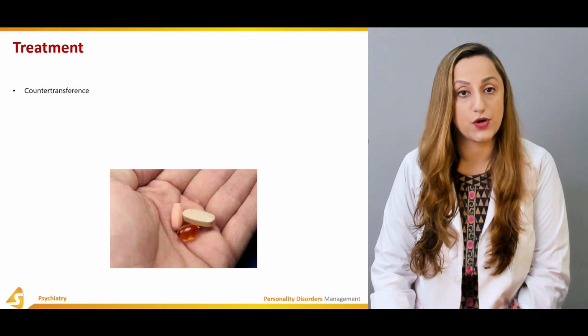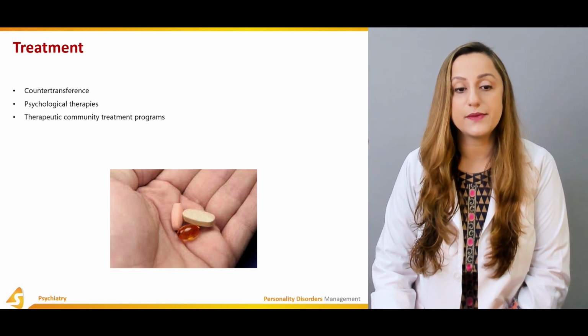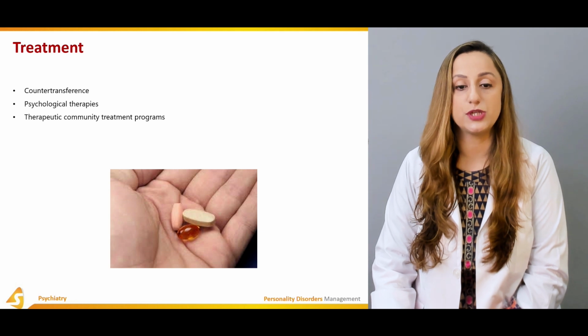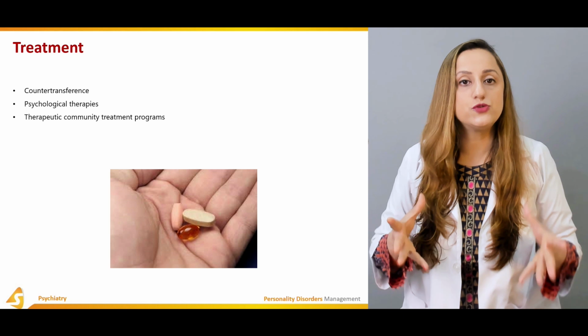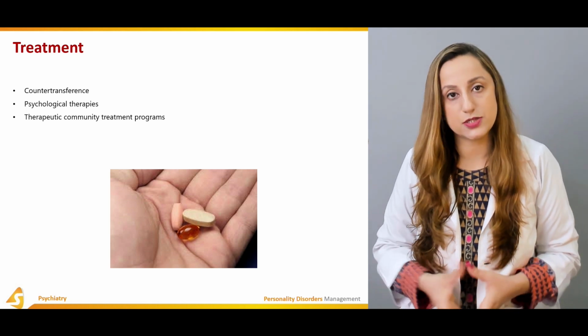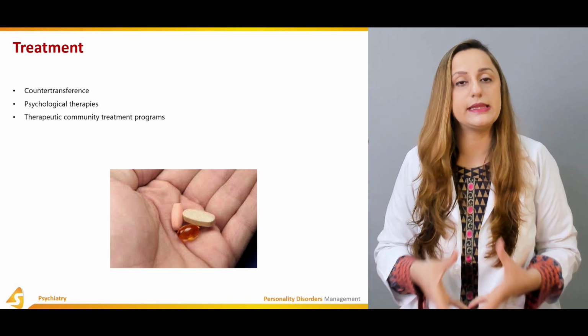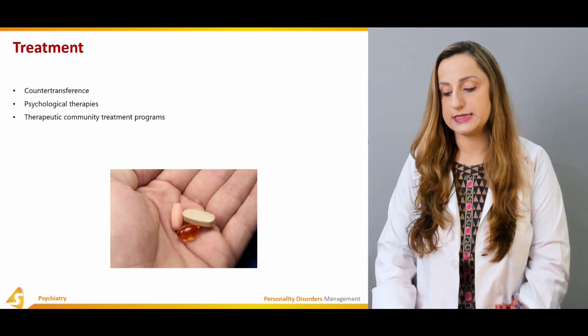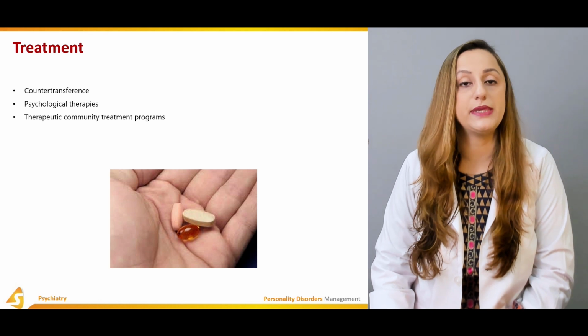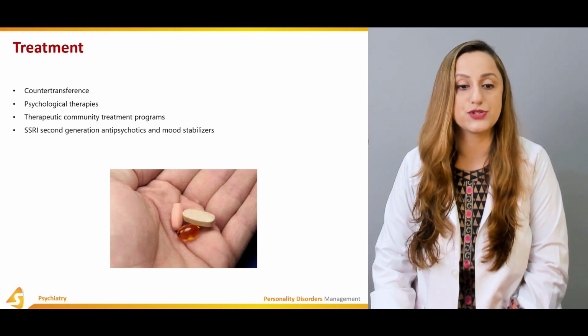So the treatments that are usually devised for these individuals: the countertransference has to be treated first of all, and then the psychological therapies are devised. The therapeutic community treatment programs are quite helpful, where you have a group of people suffering from the same cluster of personality disorder, and then you treat them accordingly in a group. So this group treatment is sometimes quite beneficial for people belonging to these personality disorders.